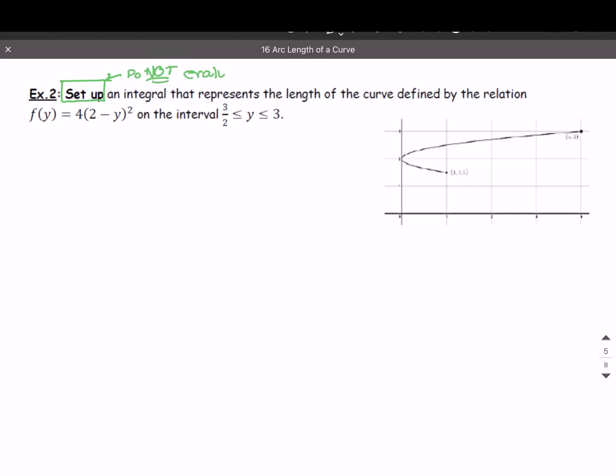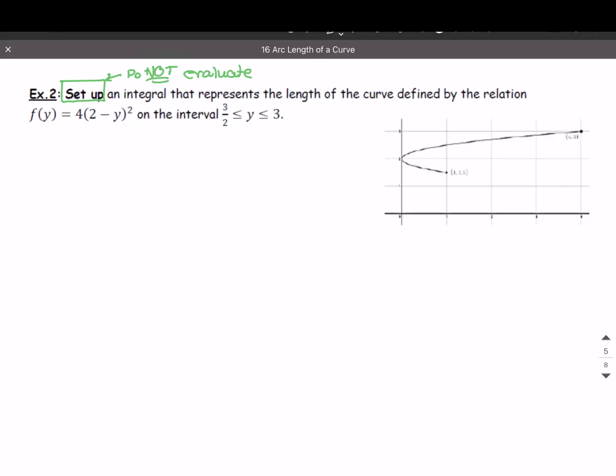And the AP does this a lot on the exams, especially if the question has moved to the non-calculator section. They'll let you set it up and you don't have to evaluate it. Or sometimes the integral is just too complicated for us to evaluate. Okay, so let's read this problem.